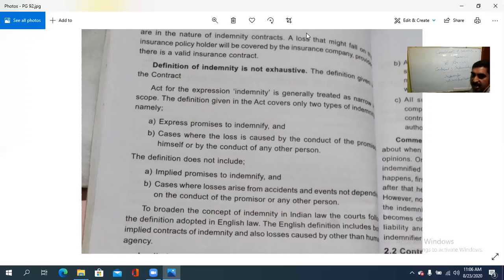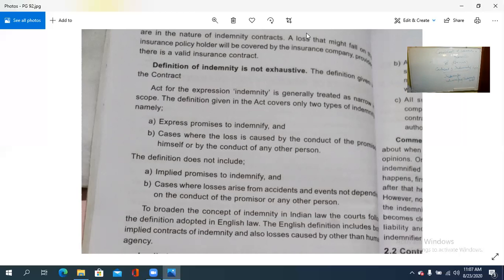So the definition given in the Act covers only two types of indemnity: express promises to indemnify, and cases where the loss is caused by the conduct of the promisor himself or by the conduct of any other person. Express promise to indemnify means to compensate, to make good the loss. And the other case is where the loss is caused by the conduct of the promisor himself or of any other person; then that loss is to be made good.